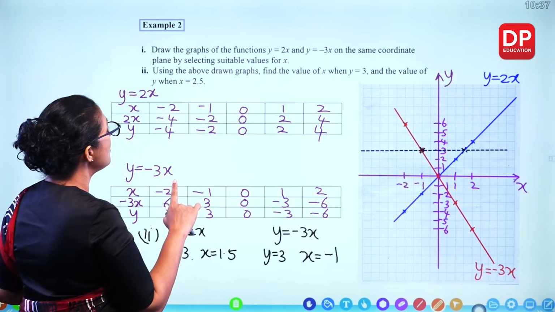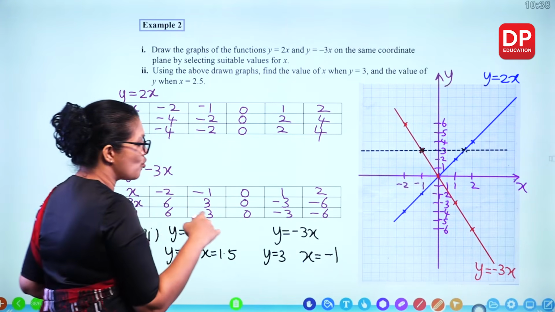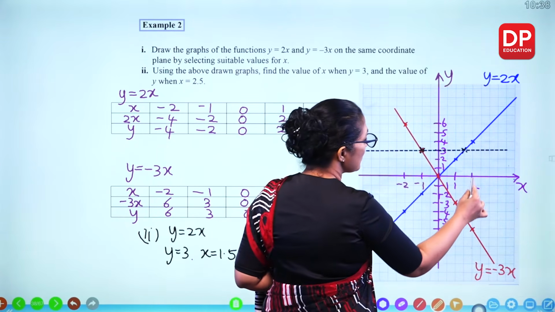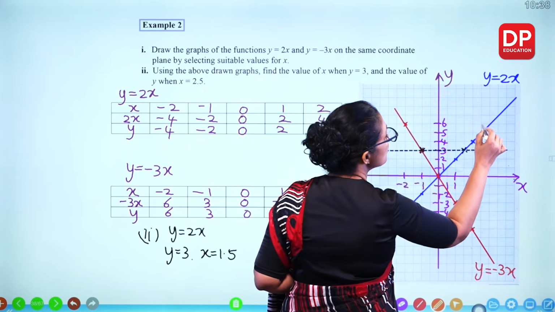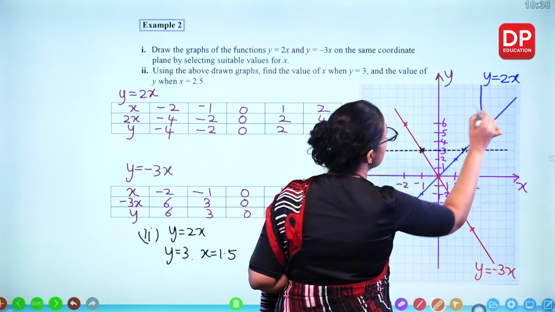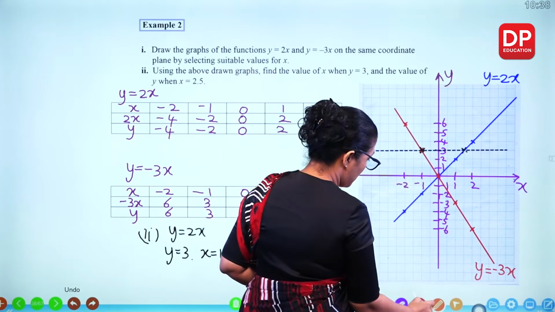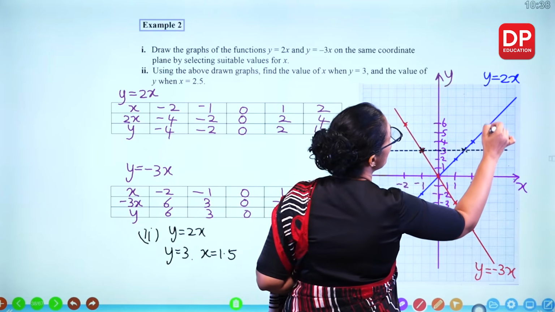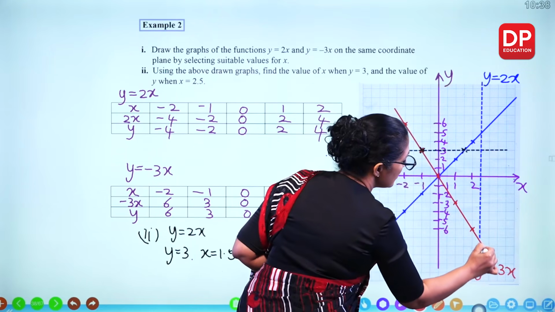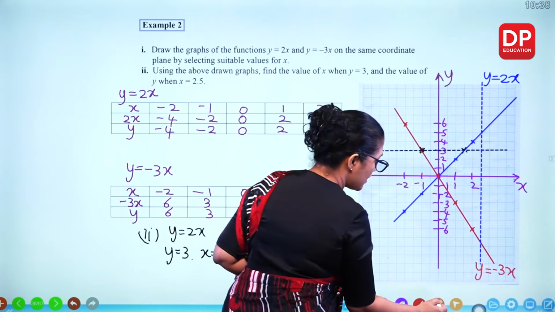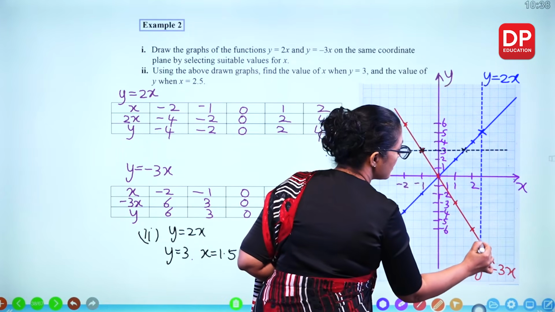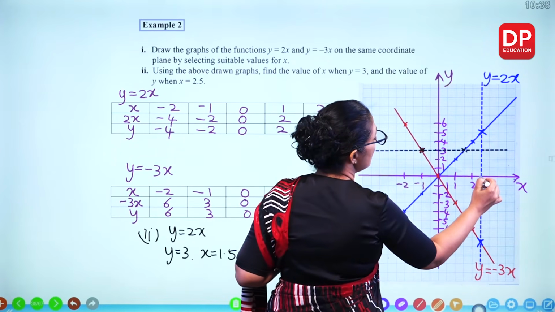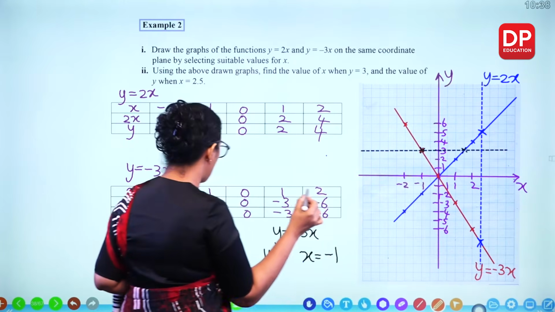Now we'll look at the other one. When x equals 2.5, it is here, in between 2 and 3. So I'll draw the line, 2.5 is here. What's the intersecting point there? Here and here. So if this is y equals 2x, when x equals 2.5, y equals 5.